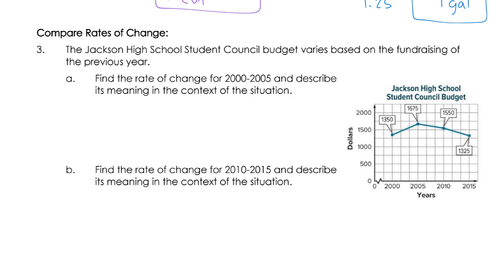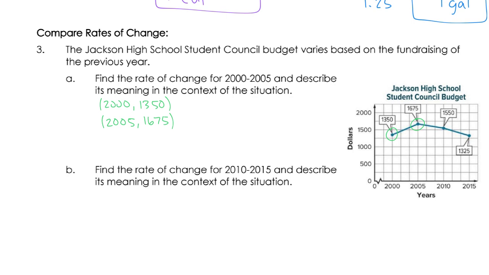So part A says find the rate of change for 2000 to 2005. That would be this dot right here and this dot right here. So the first thing I'm going to do is list the ordered pairs. So the first one would be 2000, comma, 1350. That's the number that goes with the year 2000. Then we have 2005. And that number pairs with 1675 for the y value.